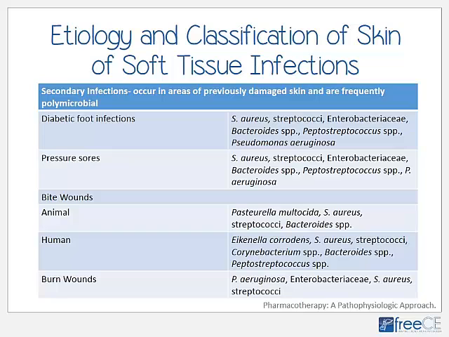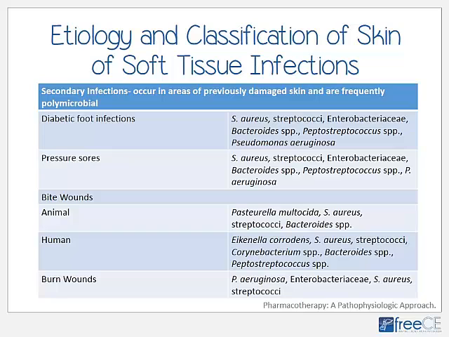So some frequent types of secondary infections you might see are diabetic foot infections, as well as pressure sores, bite wounds, and then specifically they divide out the way you think about bite wounds depending on the type of bite that it is, so animal versus human, and then the last one is burn wounds. We're not going to talk about all the specific bacteria, but I do have that information presented up there for you in case that would come up.